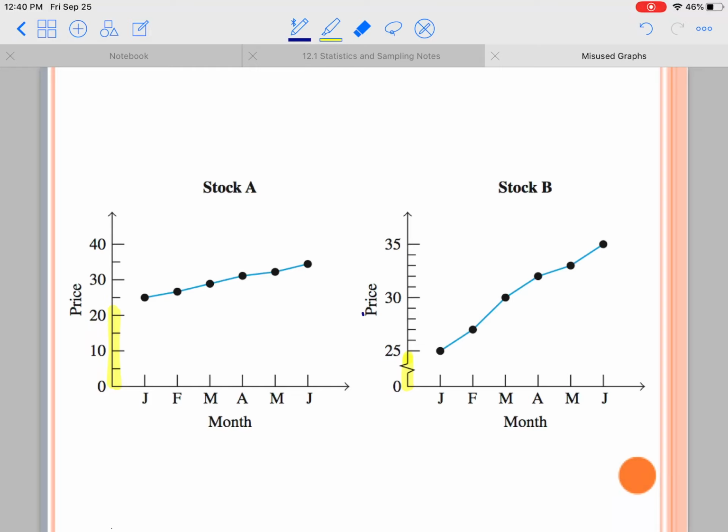Well, when you break an axis like that, it's distorting the picture, and you could see that this graph looks much flatter than this one does, and that's because of the break in the axis. So you have to be careful when you're looking at graphs. If the axis is broken, it could be distorting the picture. It could be making it look like it's doing something that's not really happening. All right, and that could be used like this to mislead you into thinking that stock B is better, but really these things are doing the same.